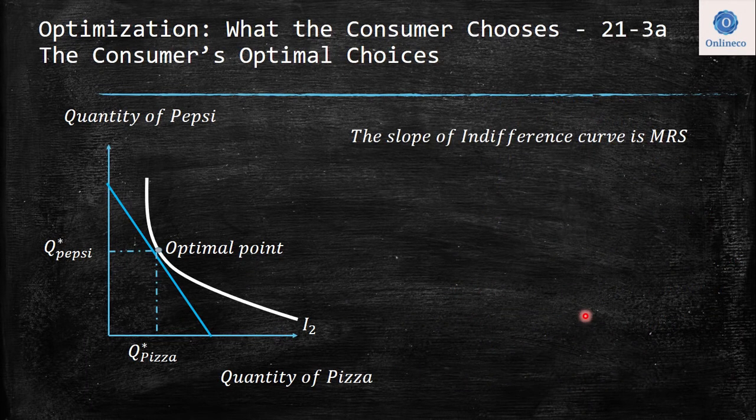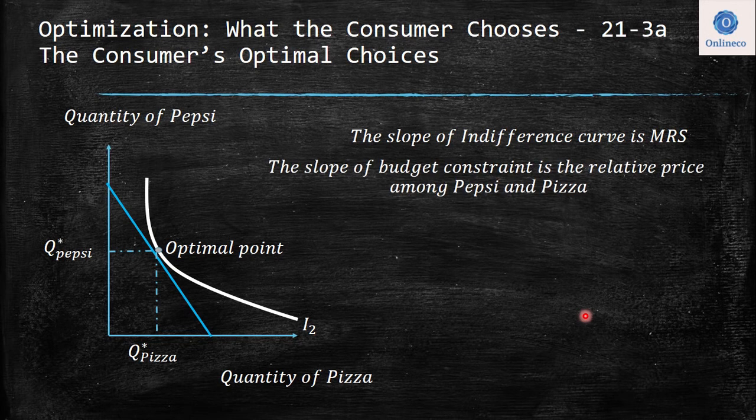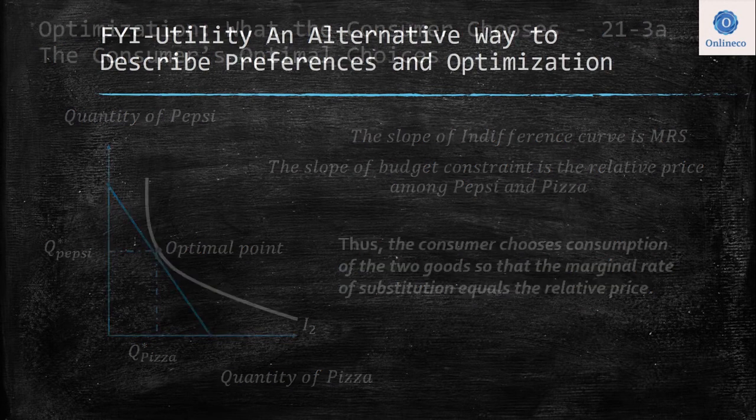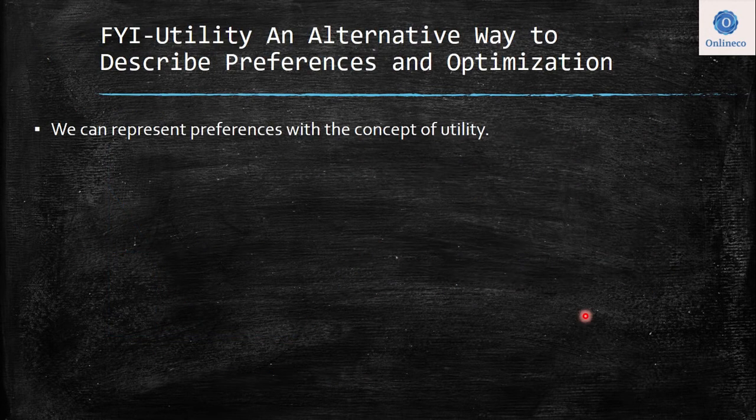So then the slope of the indifference curve, as we saw before, is the marginal rate of substitution. And the slope of the budget constraint is the relative price between Pepsi and pizza. Thus, the consumer chooses consumption of the two goods so that the marginal rate of substitution is equal to the relative price. So the relative price is nothing more than the ratio of the price of one good over the other good. This is a section for your information from the book.